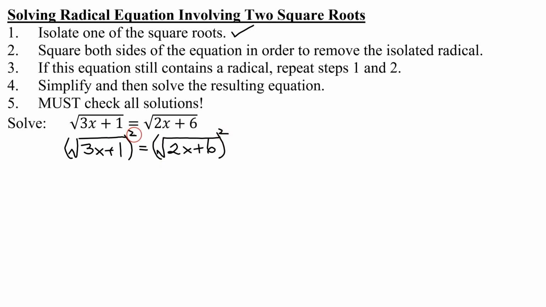Well, what do you get when you square a square root? They undo each other, and you just get left with the radicand, which is the name of the quantity underneath the square root. So on the left-hand side, I'm just going to get left with 3x plus 1. And on the right-hand side, I'm also squaring a square root. These two are going to undo each other, so I'm just going to get left with 2x plus 6. So that is step 2.